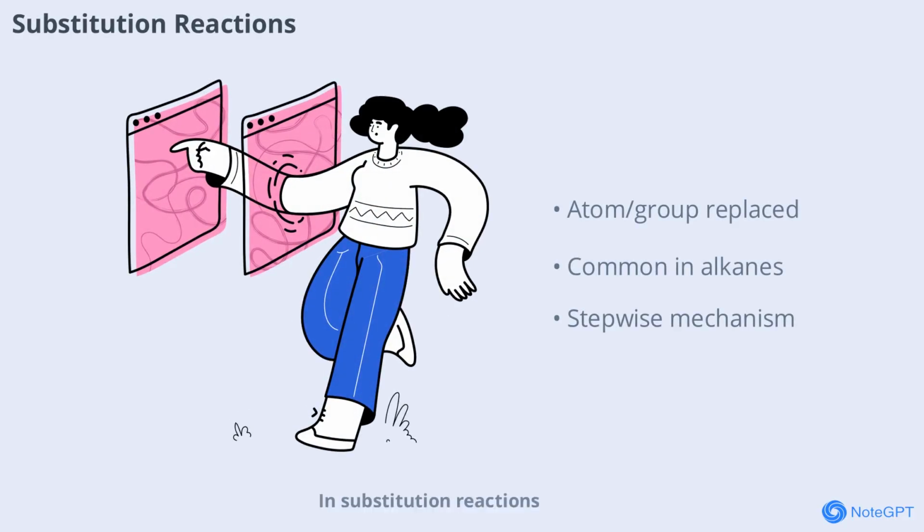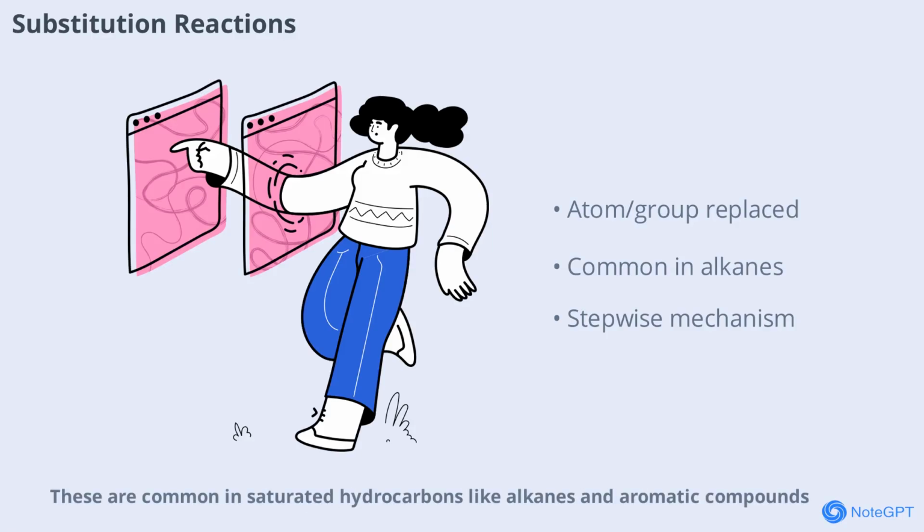In substitution reactions, one atom or group in a molecule is replaced by another. These are common in saturated hydrocarbons like alkanes and aromatic compounds. We'll look at examples such as halogenation of methane and discuss the mechanism step by step. Understanding substitution is essential for many organic synthesis processes.